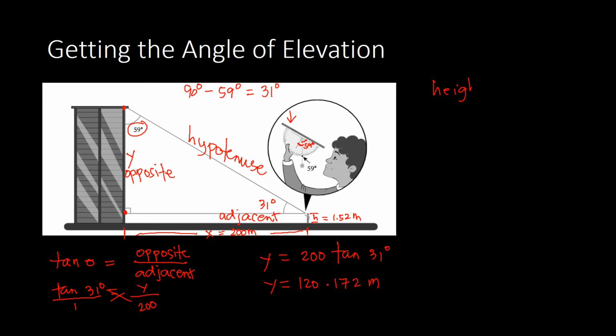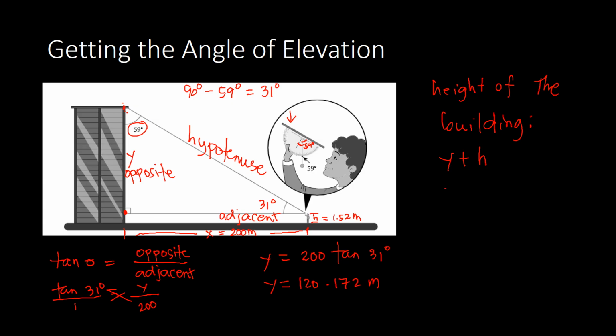Now we are going to look for the height of the building. We add our height from the top of the building down to the line of sight, which is our Y, to the height we obtained from the ground up to where the device is. This will be our height of the building.